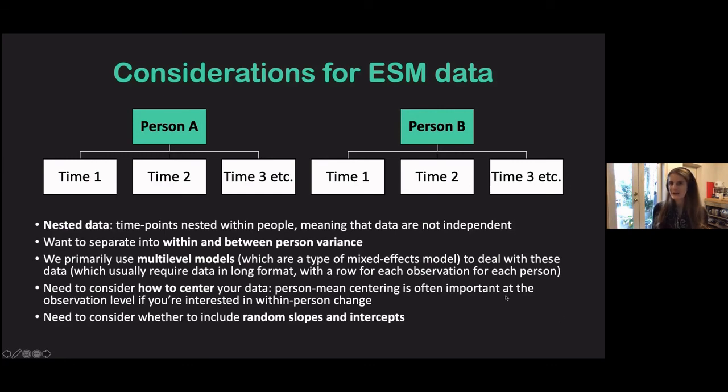But centering is a whole big thing in and of itself, so I'd encourage you to look into it. In these multi-level models, we can also include random effects, so random slopes and random intercepts. And so we can account for the fact that people have different levels and start at different intercepts on their regression line.